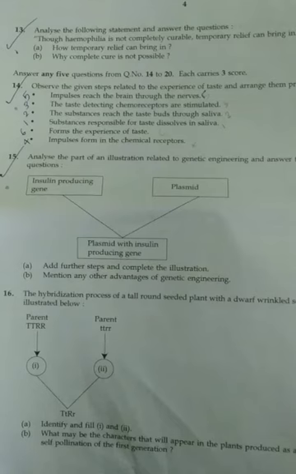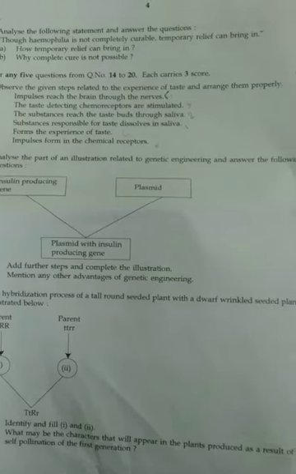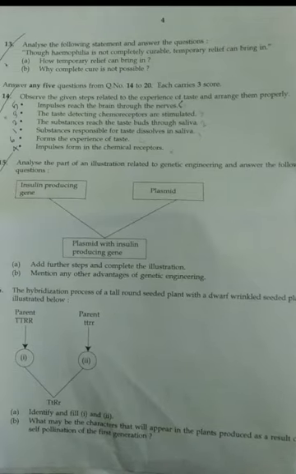15th question: analyze the part of the illustration related to genetic engineering. This is from the 7th chapter. Insulin production: insulin producing gene, the plasmid, and plasmid with insulin producing gene are given. Add further steps and complete the illustration. You know that plasmid with insulin producing genes are inserted into bacteria.